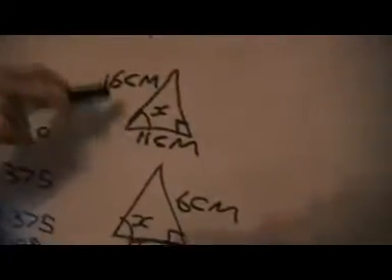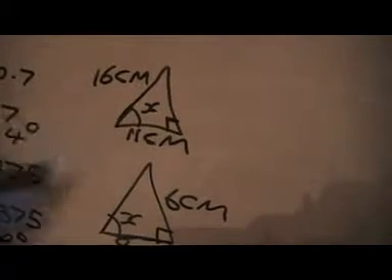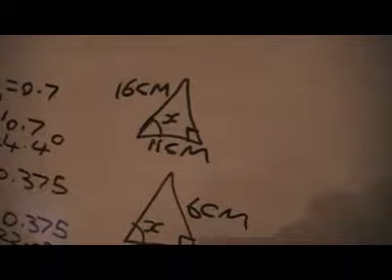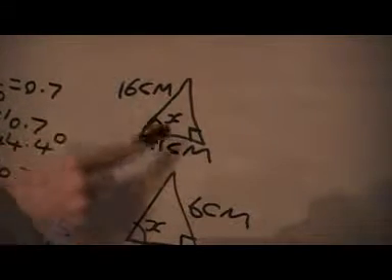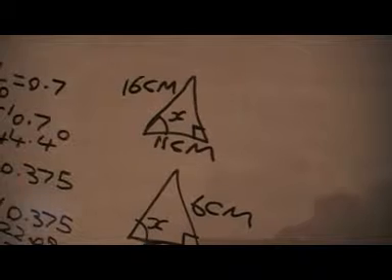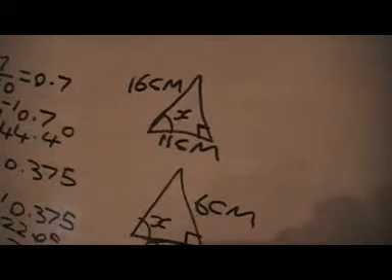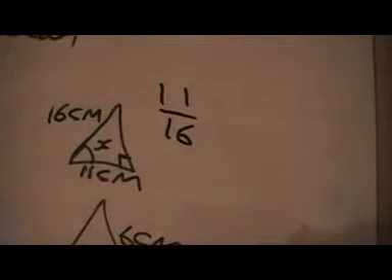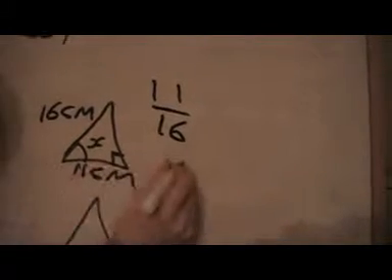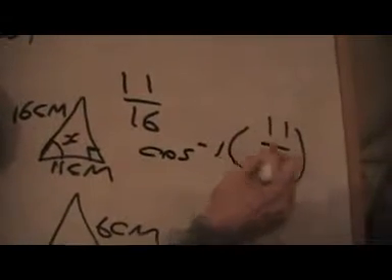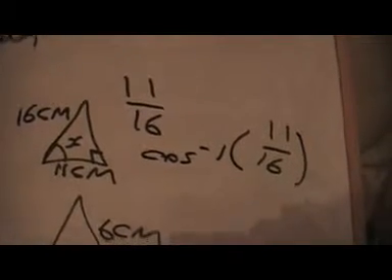We've got one more problem here, and this one we're going to use a different function because look, in this one we're given the hypotenuse and the adjacent. So for this one we're actually going to use the cosine. So that's 11 over 16, and we want to find the inverse cosine of that, and that'll give us x.